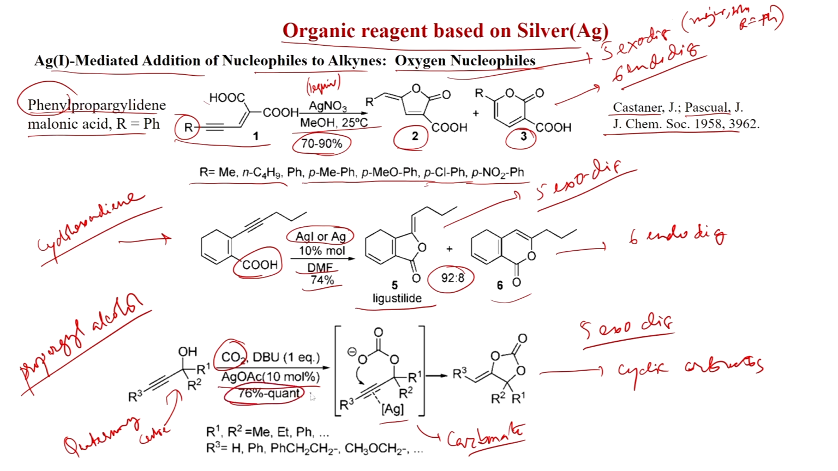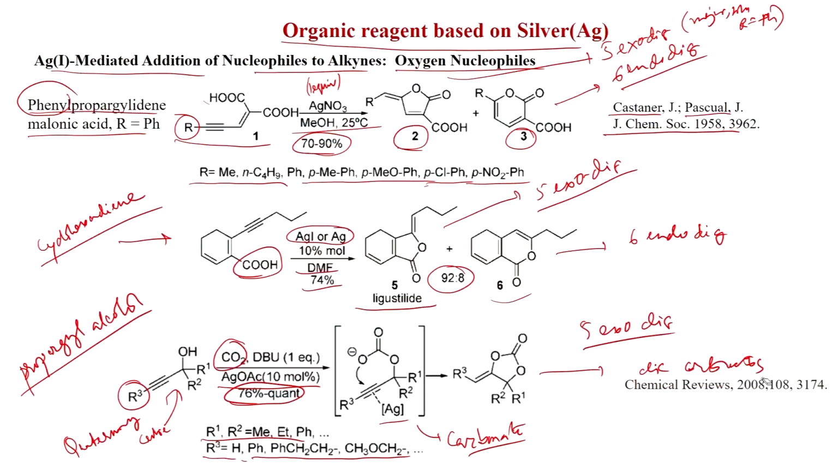In 76% to quantitative yield. So, this method is very useful to generate cyclic carbonates with an exocyclic double bond, and you can see R1, R2 can be methyl, ethyl, phenyl, etc. R3 can be hydrogen with a terminal alkyne also, then with internal alkynes Ph, CH2, CH2, CH3O, CH2, etc. groups can be incorporated. So, this method is quite general, that the alkyne can be activated with silver and then different oxygen nucleophiles can react and give different cyclic products.